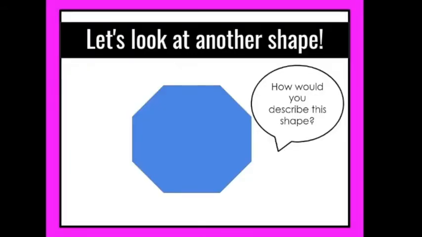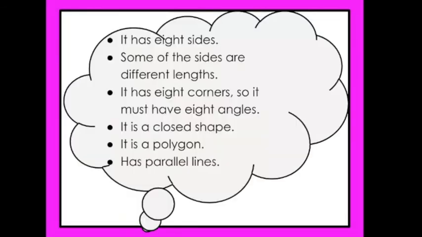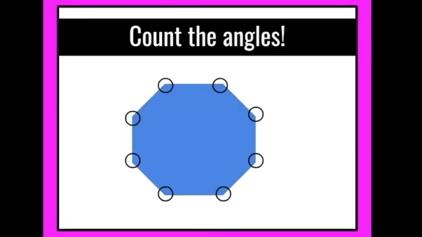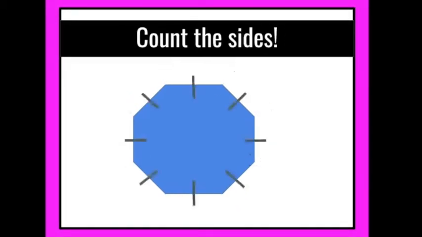Let's look at another shape. You might say it has 8 sides. Some of the sides are different lengths. It has 8 corners, so it must have 8 angles. It's a closed shape, it's a polygon, and it might have parallel lines. Let's count the angles. 1, 2, 3, 4, 5, 6, 7, 8. Let's count the sides. 1, 2, 3, 4, 5, 6, 7, 8.